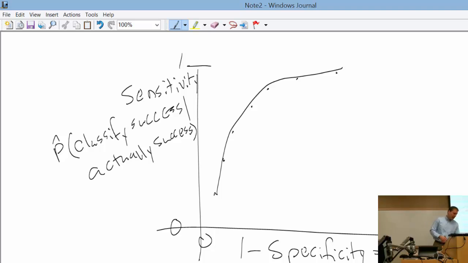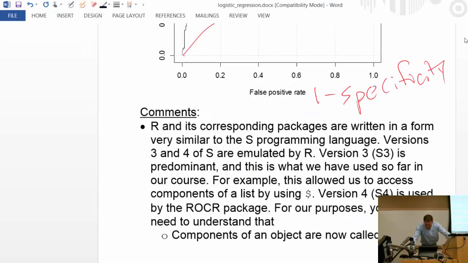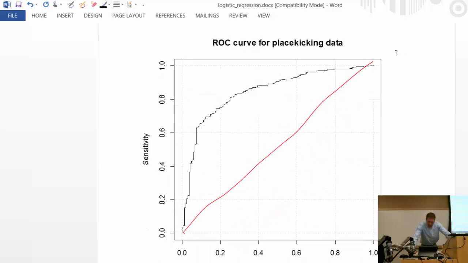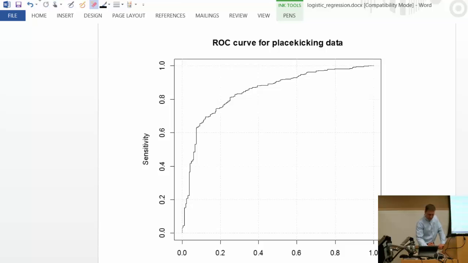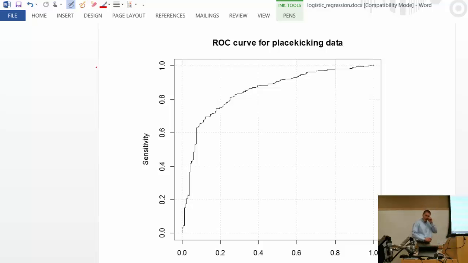So we had an example of an ROC curve on page 26 of the notes. This was for the place-kicking data set. And so with this ROC curve, what this essentially means is that if I want to have a sensitivity of 0.9 for a classification method, then my corresponding 1 minus specificity, or in other words, the false positive rate, will be about 0.55.